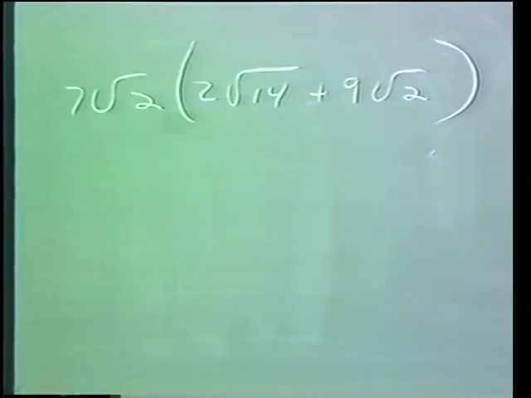Okay, Kathy, you have an answer. 28 square roots of 7 plus 126. That's it. What would be the square root of 2? Yep. That should be it. Okay, let's find out.